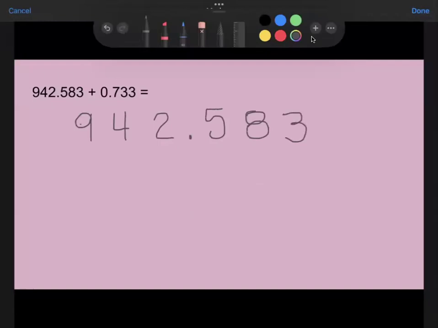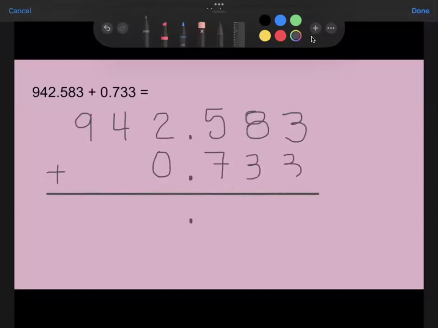942.583. Okay, there's my first number. I'm going to erase this little dot I accidentally made. That's kind of bothering me in the middle. There we go. Okay, now I'm going to go ahead and put a decimal down here. I'm going to put my line, plus sign, and decimal for the answer just below that. So all the decimals are lined up. Now I'm going to fill in the second number around the decimal that I already placed. So 0 goes in front of that decimal, then followed by a 7, a 3, and a 3.